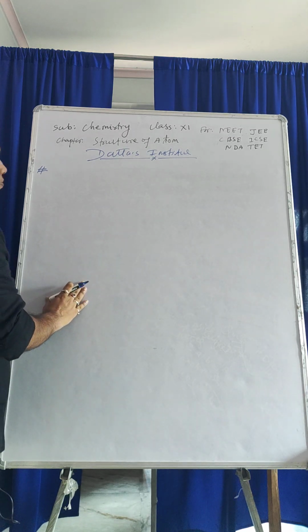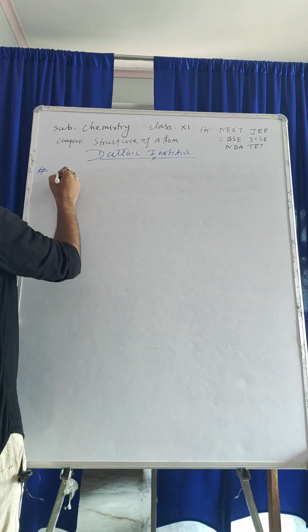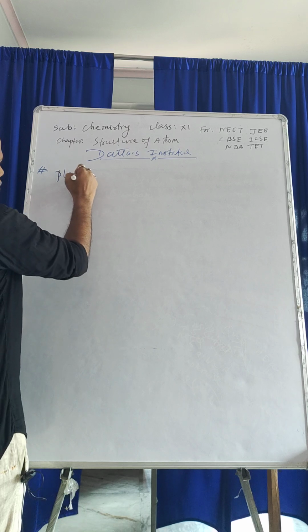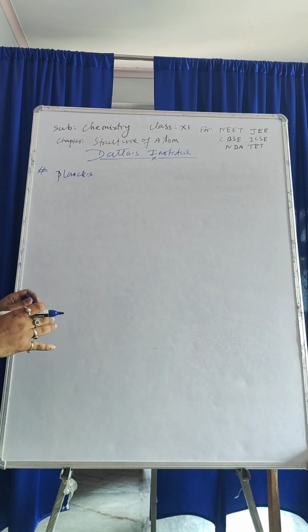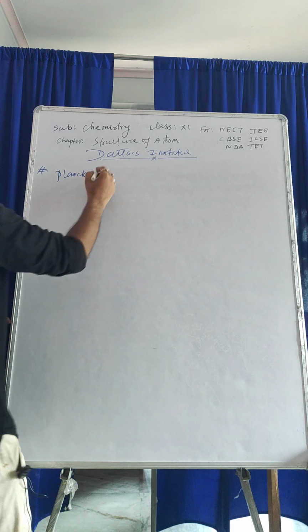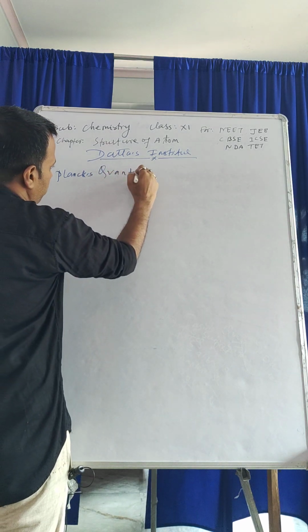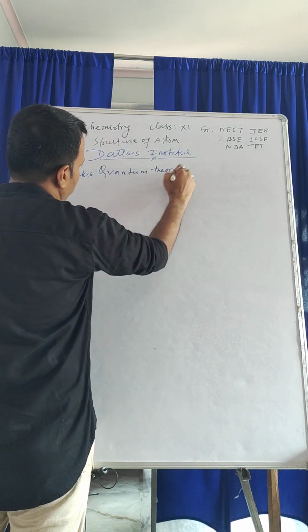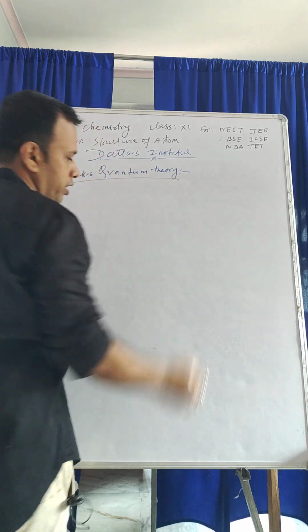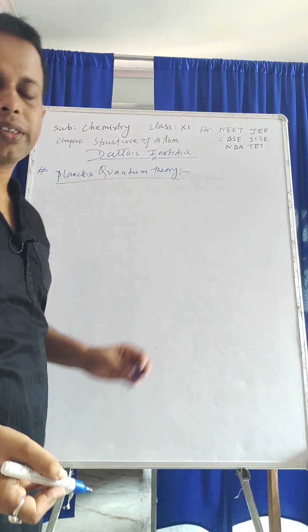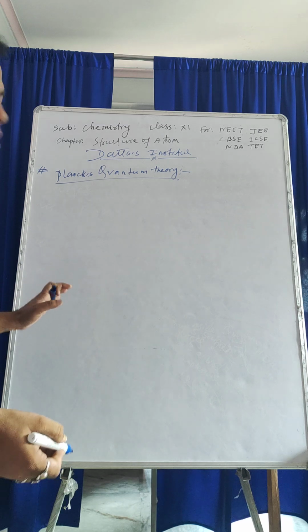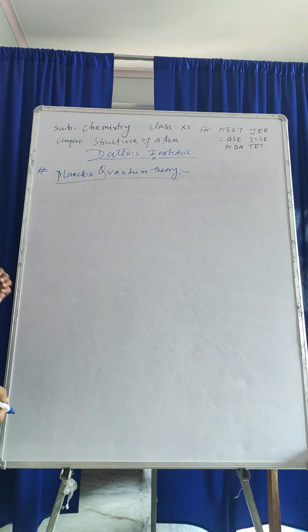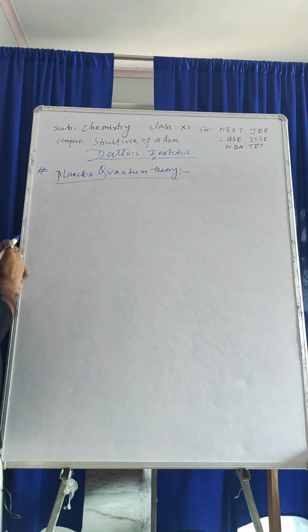So first I will discuss the topic of Planck's quantum theory. Okay, Planck's quantum theory. First I will explain the formulas and then I will take some numericals, NEET or JEE questions from previous sections on these topics. Those I am explaining here. Okay, so Planck's quantum theory, what does it explain?